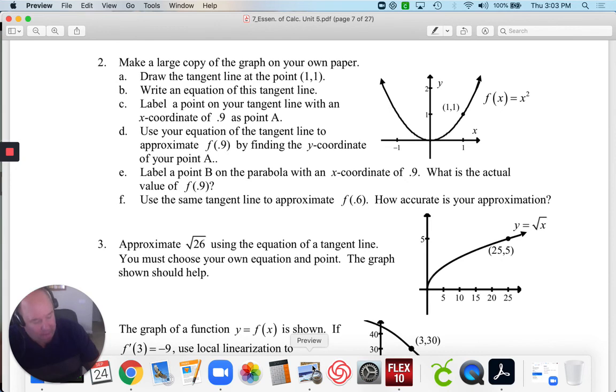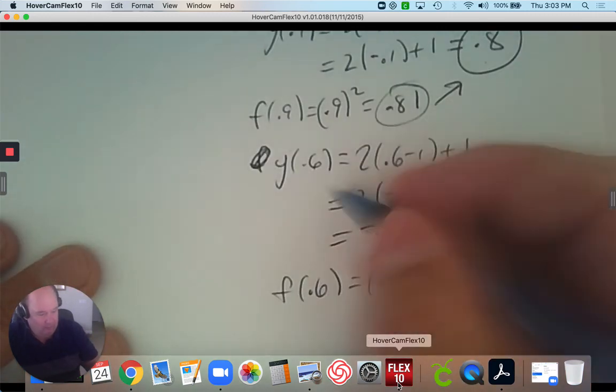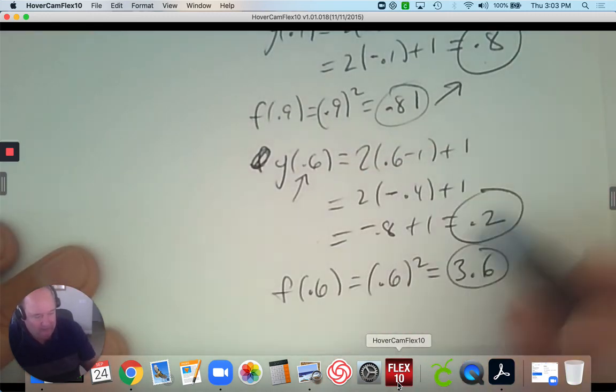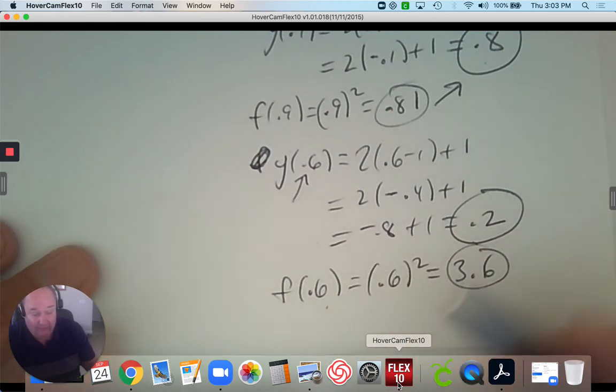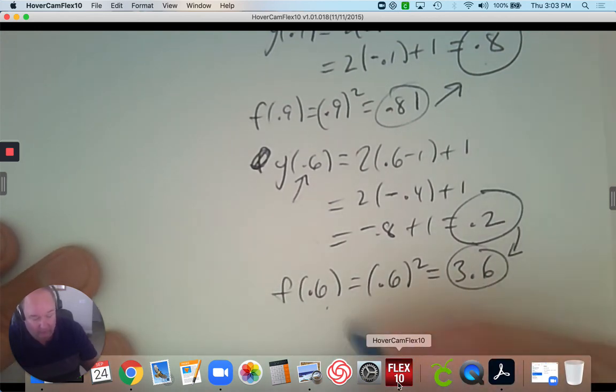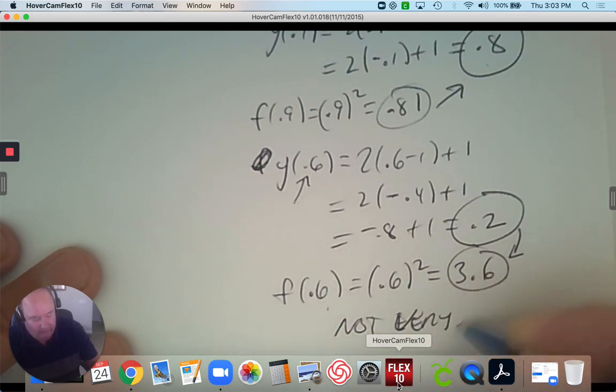And if I actually plug 0.6 into the function, so if I square 0.6, I get 3.6. And the question is, how accurate is it? It's not very accurate. For 0.6, I put it in the tangent line and got 0.2. When I put 0.6 into the actual function, I got 3.6. So it's not very accurate. And why is it not very accurate?